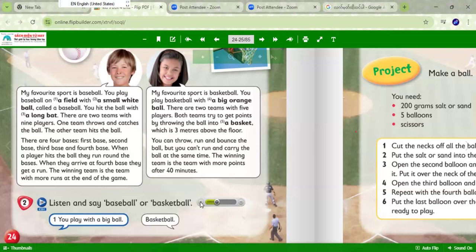3. There are 5 players in a team. Basketball or baseball? Basketball. Yes. 4. You hit the ball with a bat. Basketball or baseball? Baseball. Yes, you hit the ball with the bat. He doesn't mention long, but he just mentioned a bat. You hit the ball with the bat is a baseball.